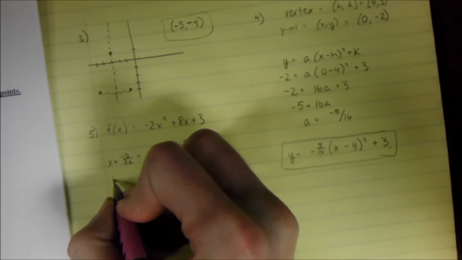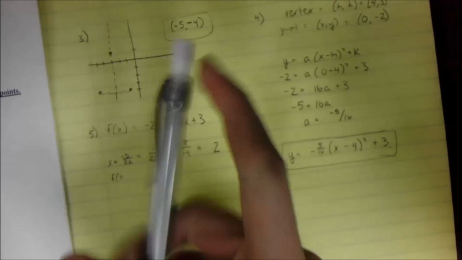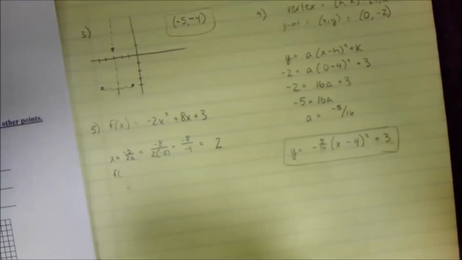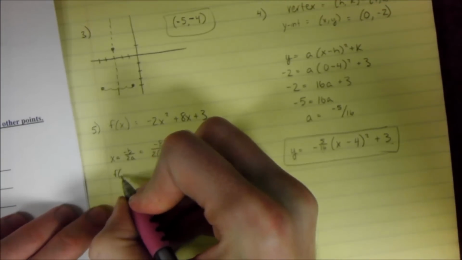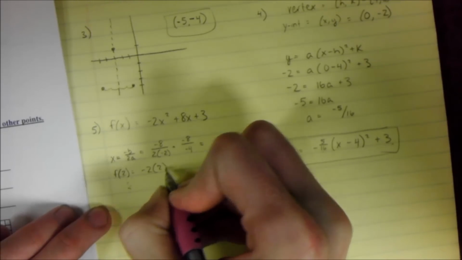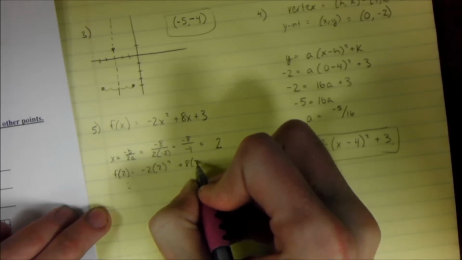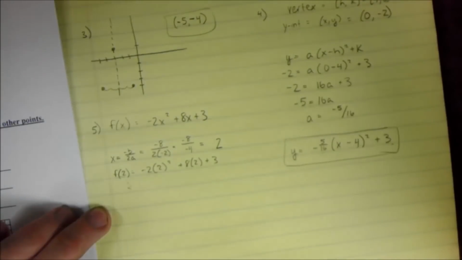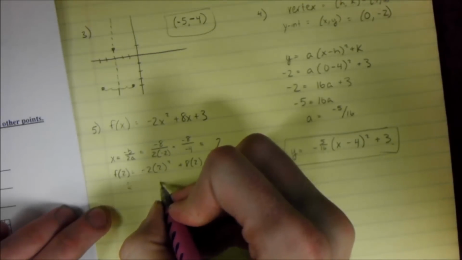So if you plug that back in, you can solve and find specifically what is f of 2. In other words, if you plug in 2 for x, what do you get out for f? So -2 times 2 squared plus 8 times 2 plus 3. Well, 2 squared would be 4.